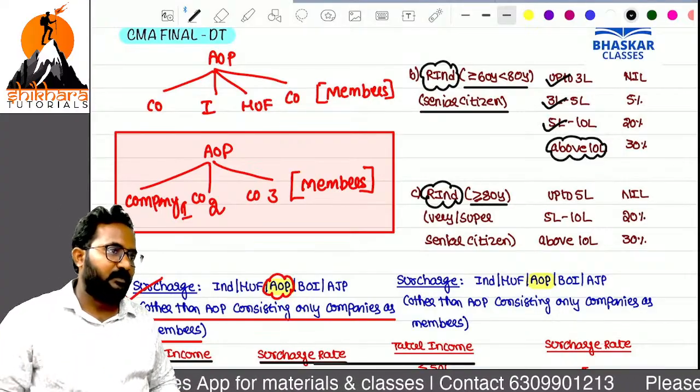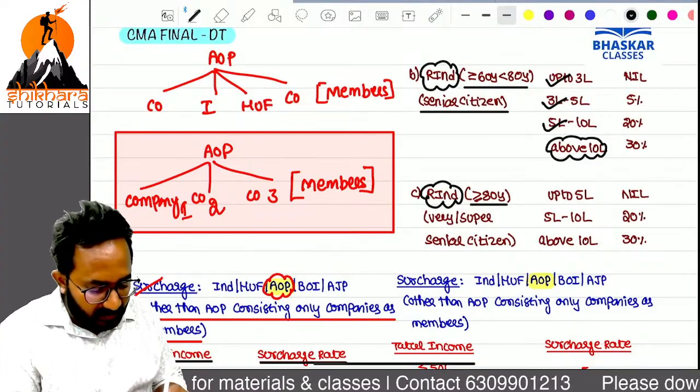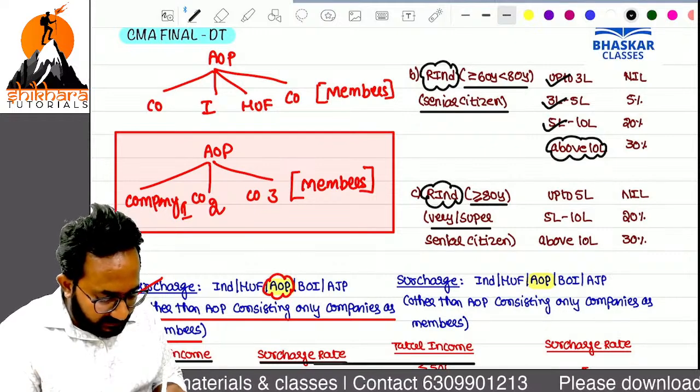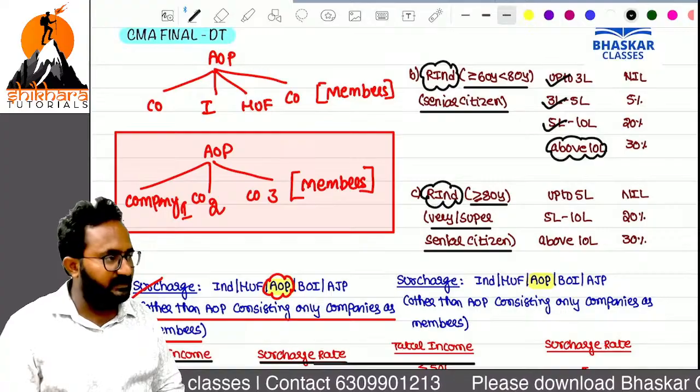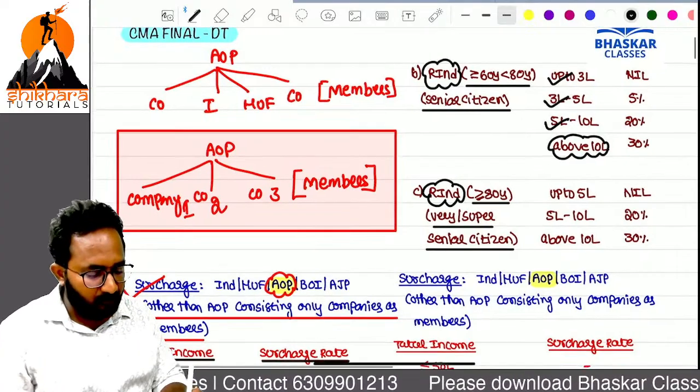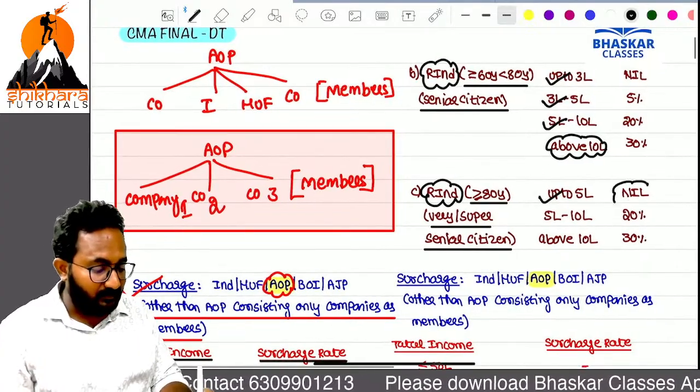Next category, resident individual having age more than or equal to how many years? 80 years. He is called as what? Very senior citizen or super senior citizen. What is the basic exemption limit? 5 lakh. Up to 5 lakh nil.